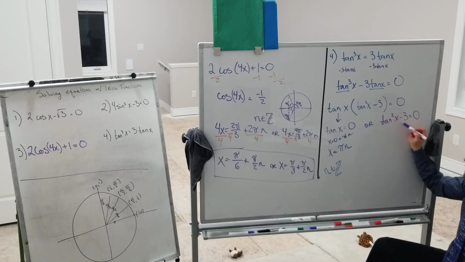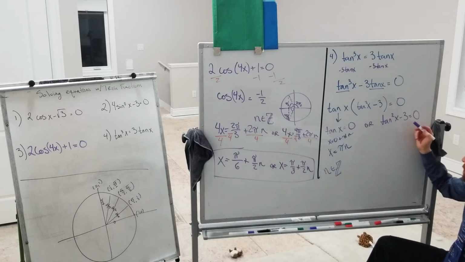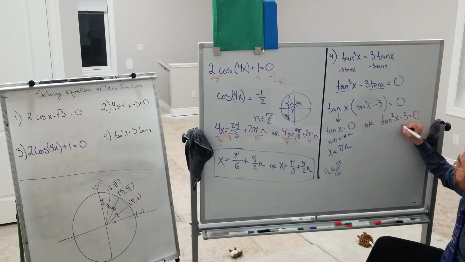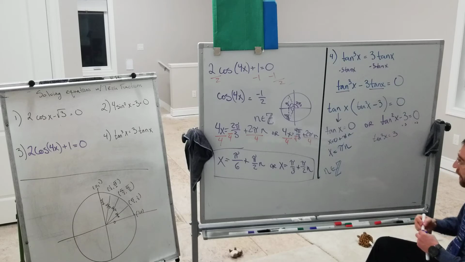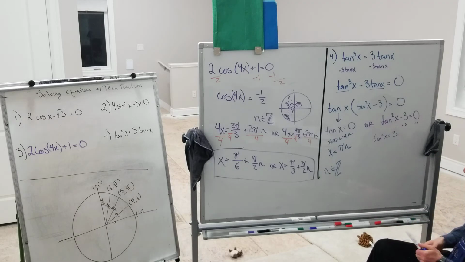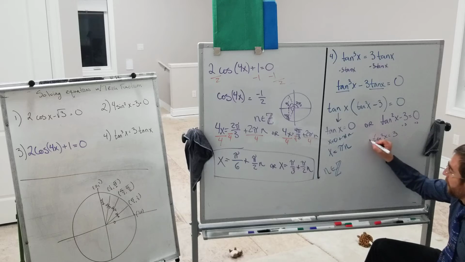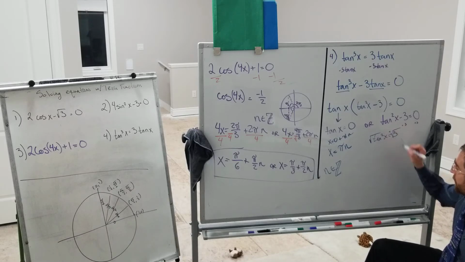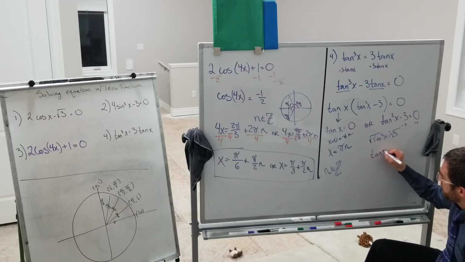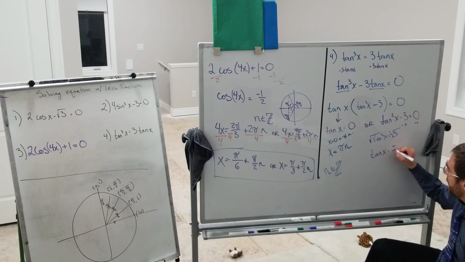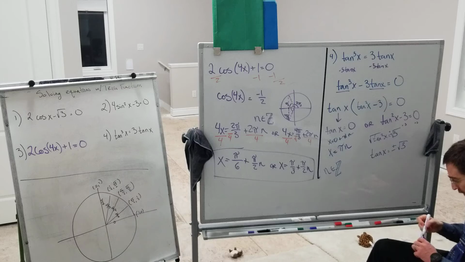Now to solve tan squared x minus 3 equals 0, I'm going to add 3 to both sides. Boop, boop. That gives me tangent squared x equals 3. I gotta undo the squared part by square rooting. Don't forget about the positive negative. So that gives me tangent of x equals positive or negative square root of 3.